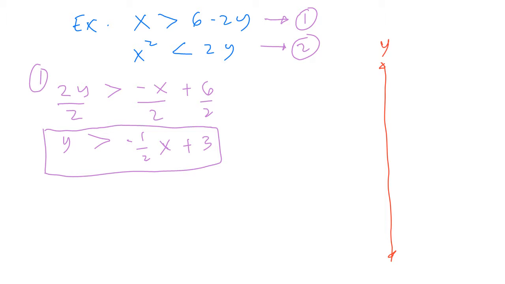So this is our y-axis, the vertical axis. And then the horizontal axis is our x-axis. The intersection between the two axes is the point of origin, which is at 0, 0. So here we can see that this one is our m, and plus 3 would be our y-intercept.